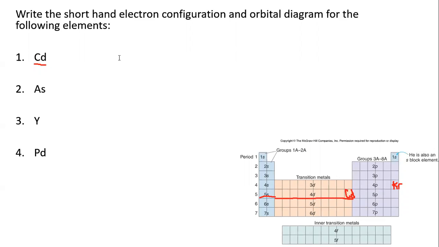So if we were to write the electron configuration, it would be krypton 5s2, 4d10. So it has a completely filled s orbital and d orbital. Now if we were to look at the orbital diagram, the abbreviated orbital diagram, we have krypton, we have the 5s orbital and the 4d orbital.